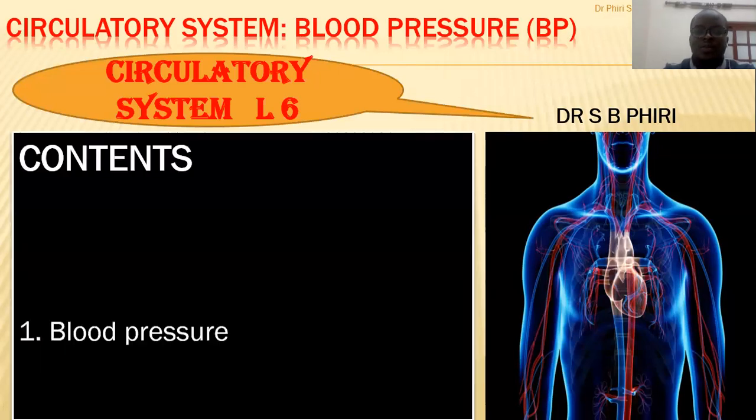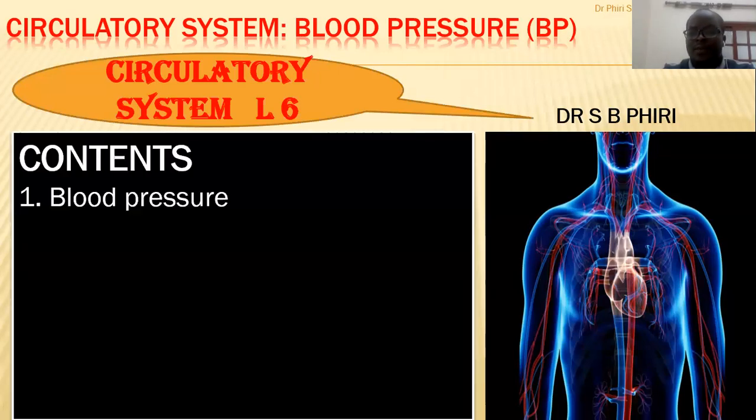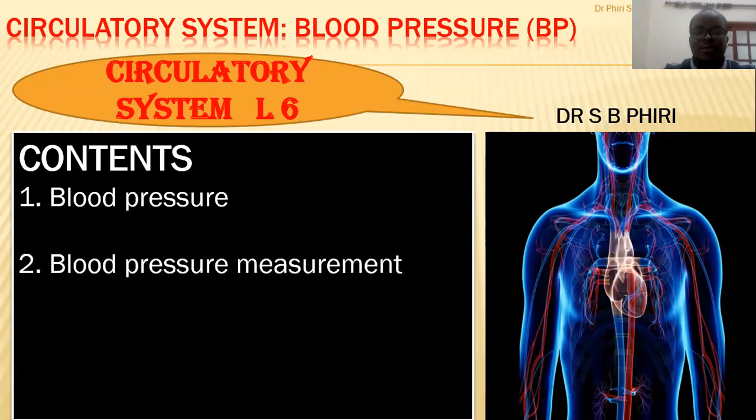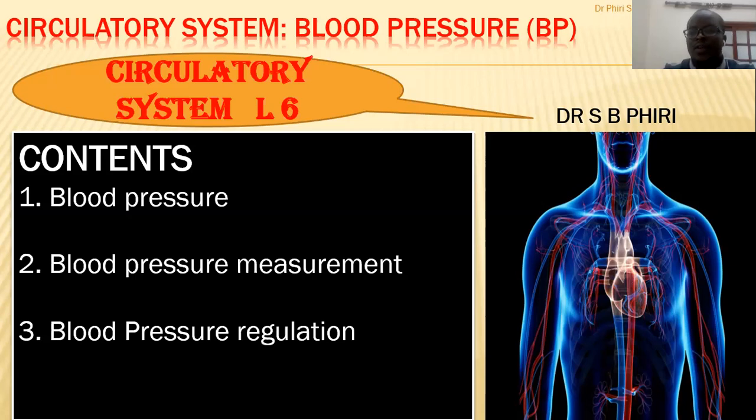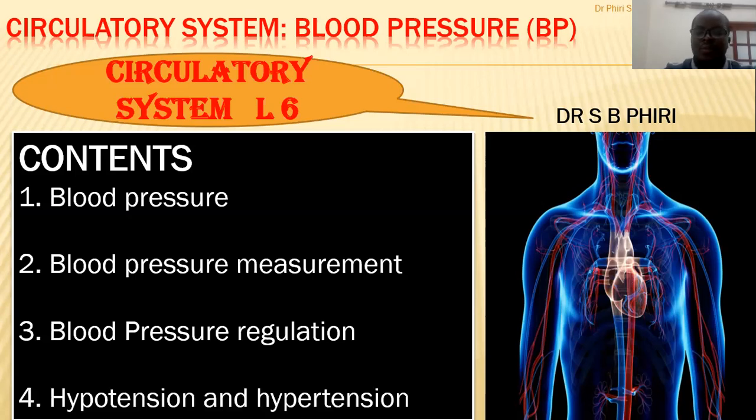So in simple terms, we're going to discuss general information about blood pressure. Then we'll also discuss blood pressure measurements. There are different devices that you can use to measure blood pressure. Then we're also going to discuss blood pressure regulation, so the mechanisms that are involved in regulating blood pressure. Then at the end, we'll discuss hypotension and hypertension. So without wasting much time, let's start.